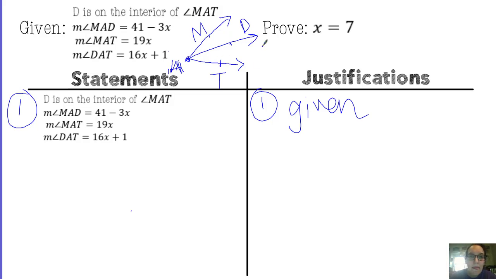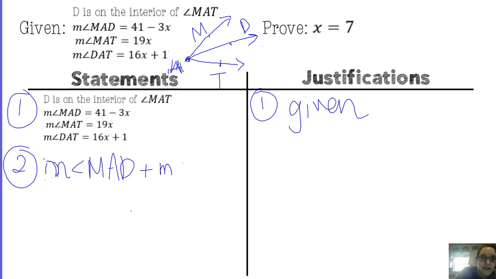Or 3 angles. So if I had just given you this picture and I said write a conjecture based off of this picture, you might think, oh, part plus part equals whole. This angle plus this angle is equal to the whole big angle, angle MAT. So that's my second statement. The measure of angle MAD plus the measure of angle DAT is equal to the whole enchilada, the measure of angle MAT.